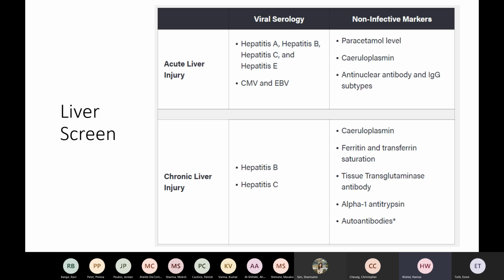What about TTG? People know what TTG is for? Commonly associated with? Celiac disease, exactly.